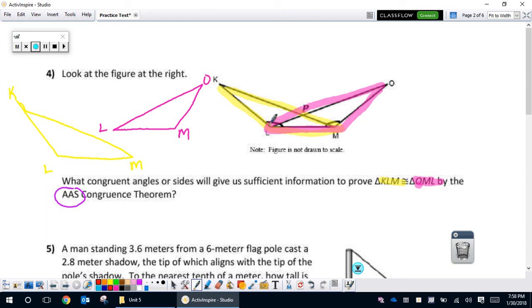They told us that those big angles were congruent. And you should see that segment LM is congruent to segment LM because it's in both triangles. If we want to use AAS, our angle needs to be away from the side. So you would definitely want to choose angle K, because that would give you an angle and a side. And angle K needs to be congruent to angle O.